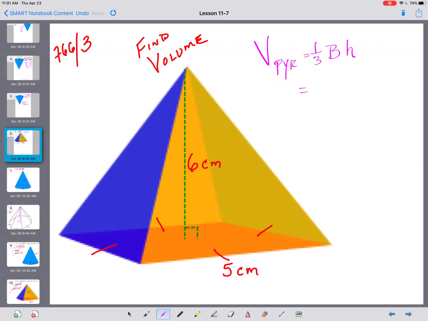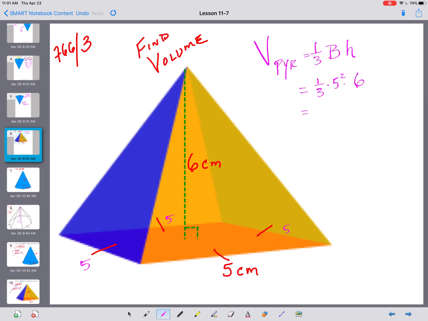Now, what kind of base do we have on this one? It's a square. So we got 5, 5, 5, and 5. So, hey, how do we find the area of a square? Yeah, it's just the length squared. So it's going to be 1/3, then it's going to be 5 squared, and then times the height right down the middle, 6.